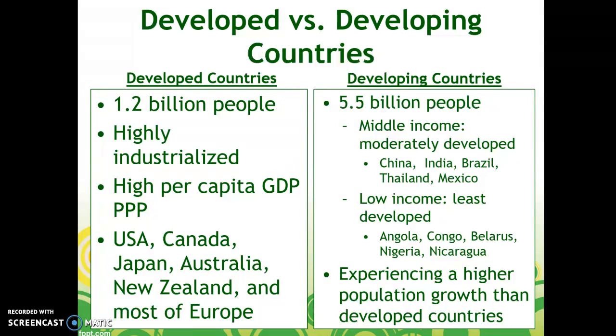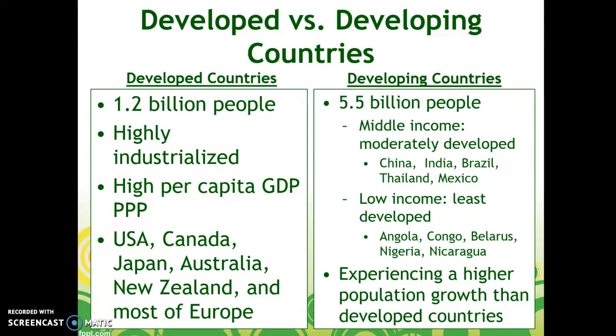So when we talk about economies, we also have to talk about the difference between developed and developing countries. These are terms we've all heard before. Nothing is crazy here with these terms, but just a little bit of a refresher. Developed countries encompass 1.2 billion people on this planet. Developed countries are highly industrialized, and usually have a lot of technology. They have a high per capita GDP PPP, meaning our money goes a long way. Examples of developed countries are USA, Canada, Japan, Australia, New Zealand, and most of Europe.